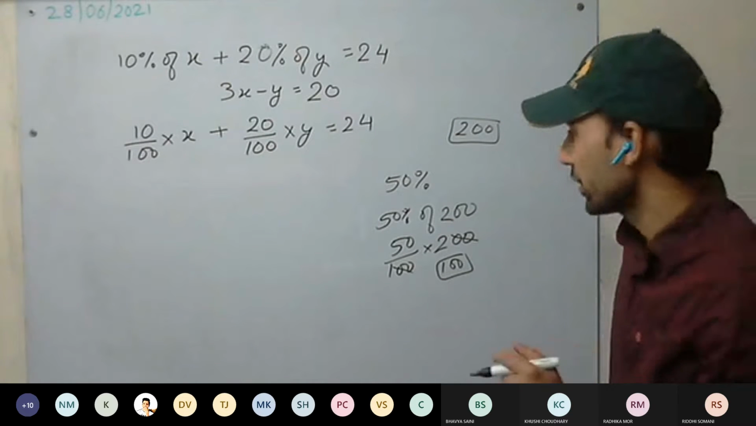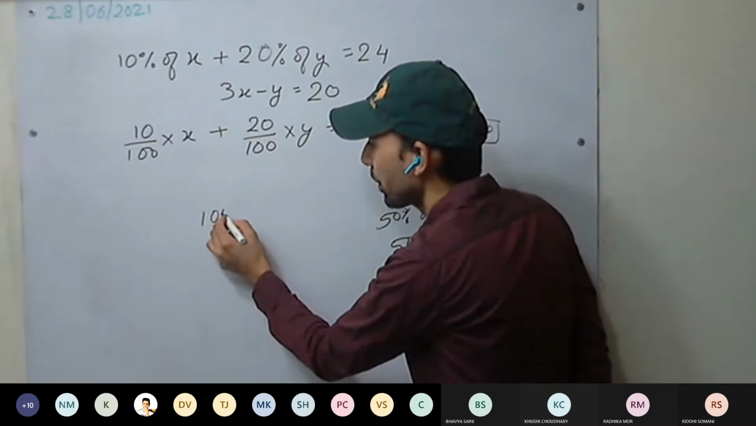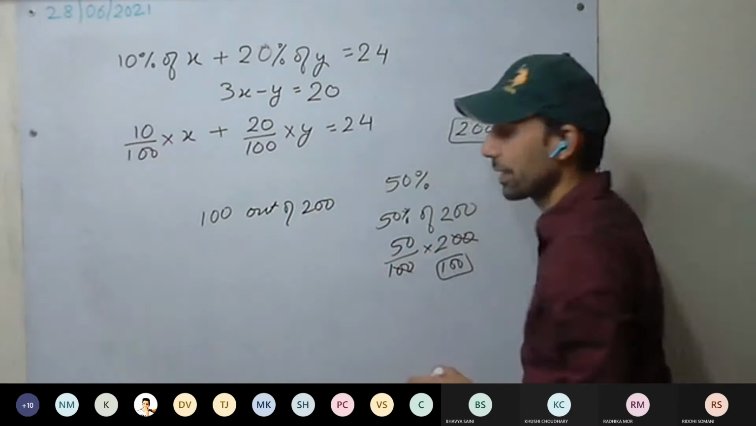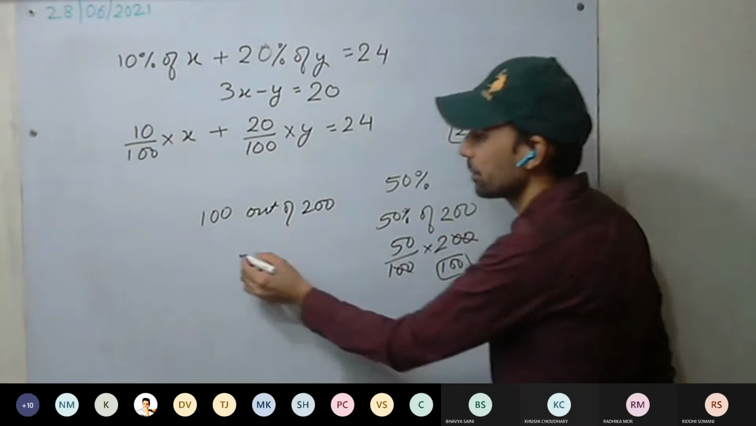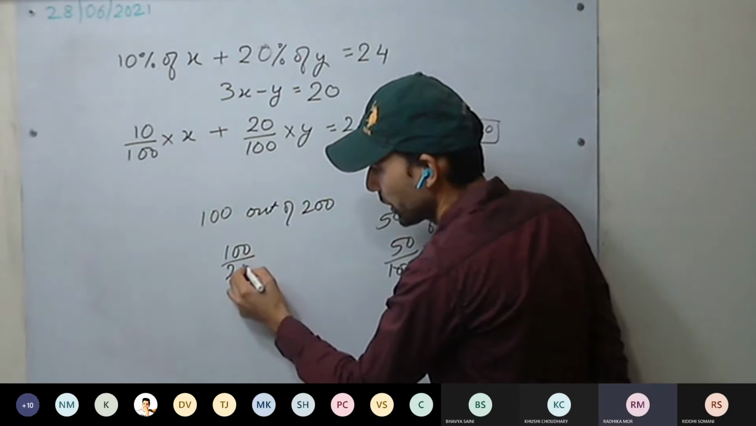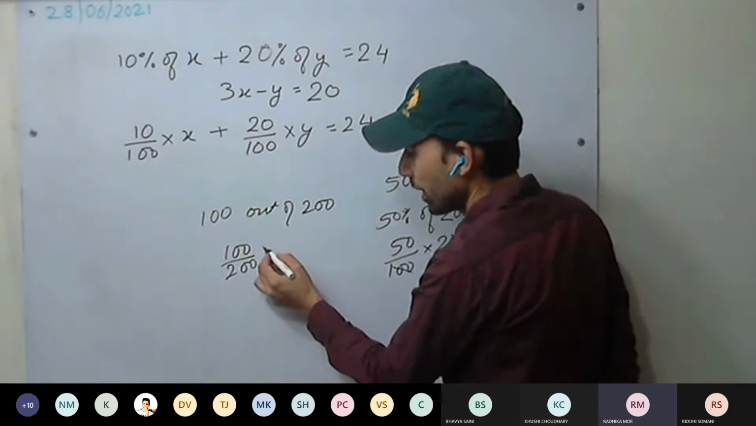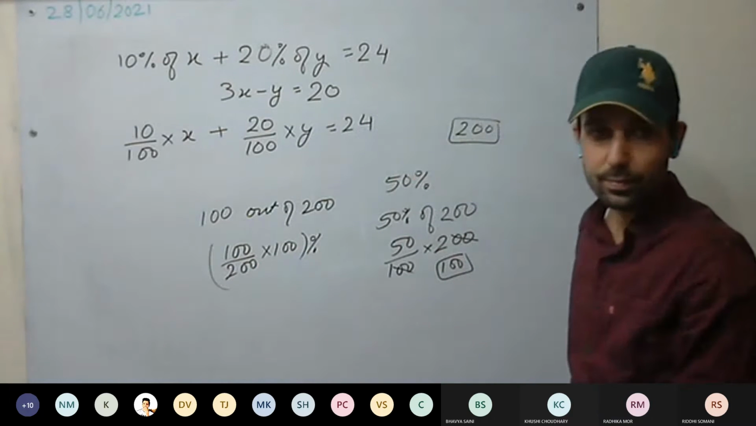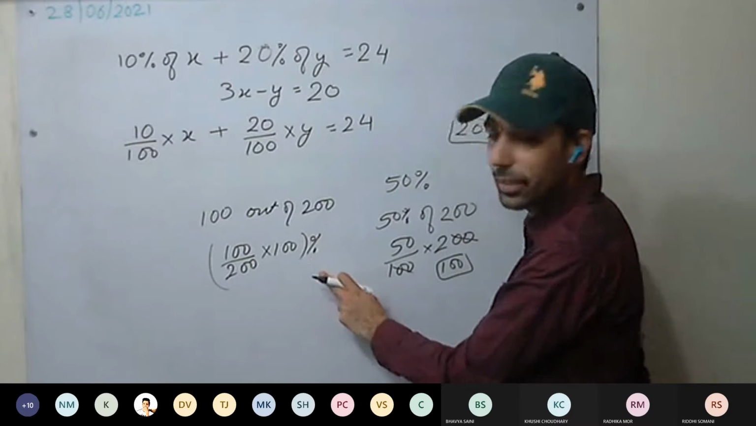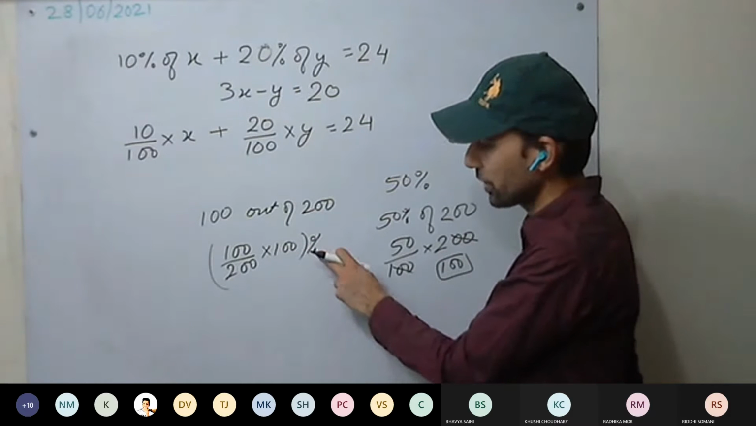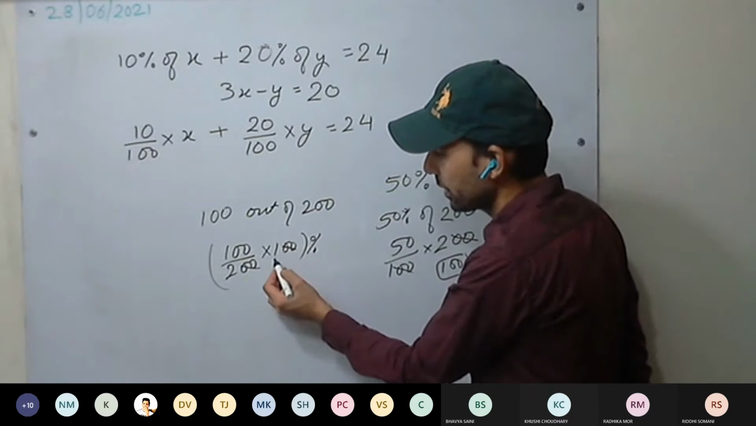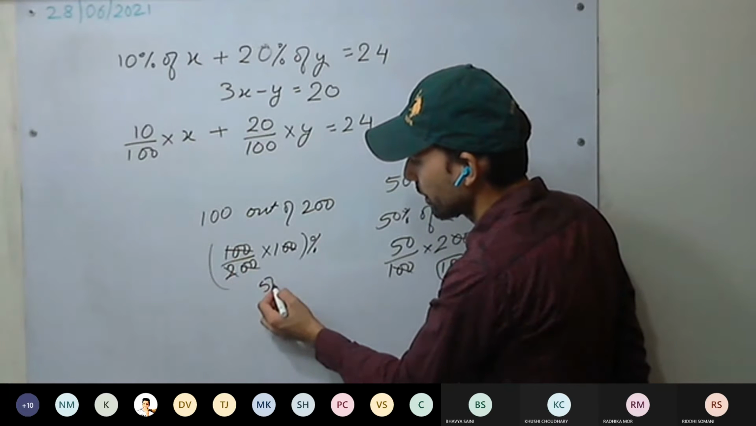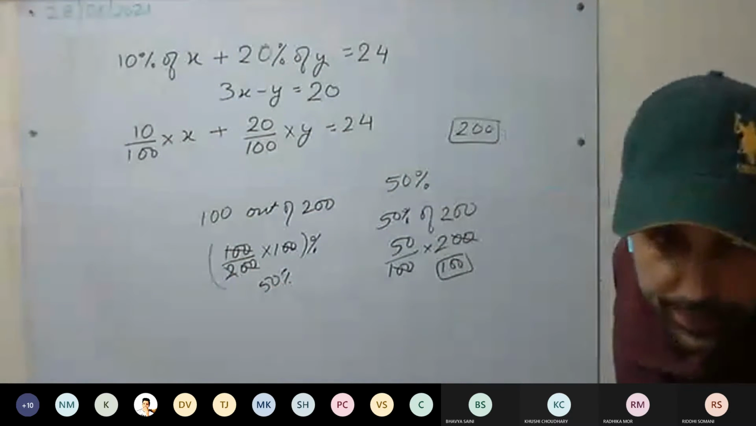If the teacher asks you, you have scored 100 marks out of 200, calculate the percentage. How do you calculate? 100 divided by 200 into 100, and you have to put the percentage sign, because you are multiplying by 100 as well as dividing by 100. So zeros get cancelled and you get 50%. This is clear, percentage.